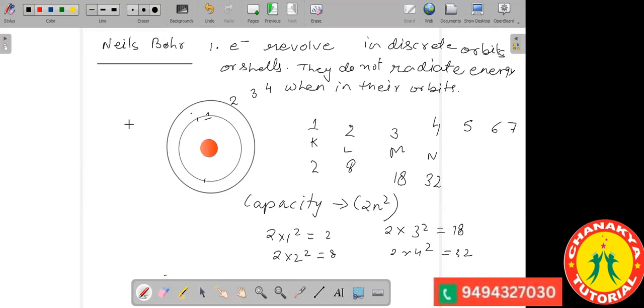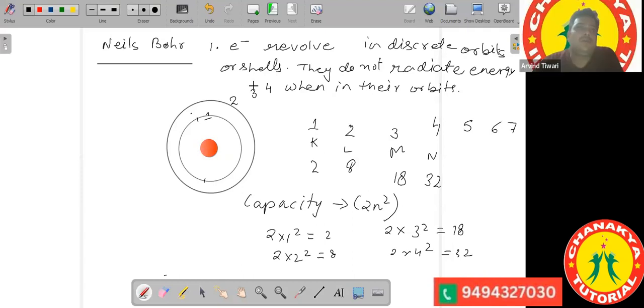Sir, if the third shell can have 18 electrons, then why do we write the electronic configuration like 2, 8, 8? Why not 18? Over there, we follow the octet rule. I'll tell you about the octet rule once we start writing the electronic configuration.